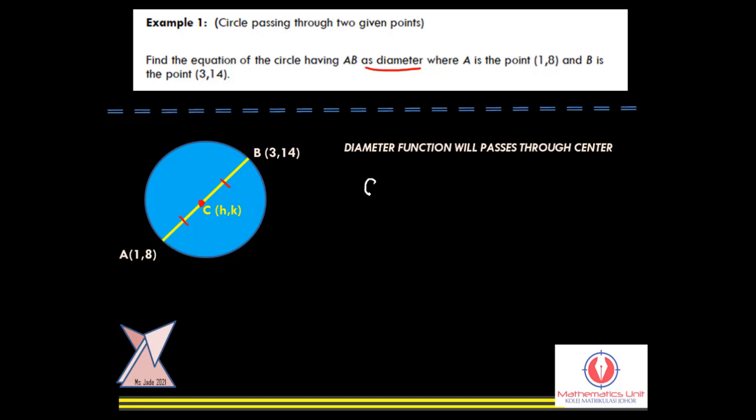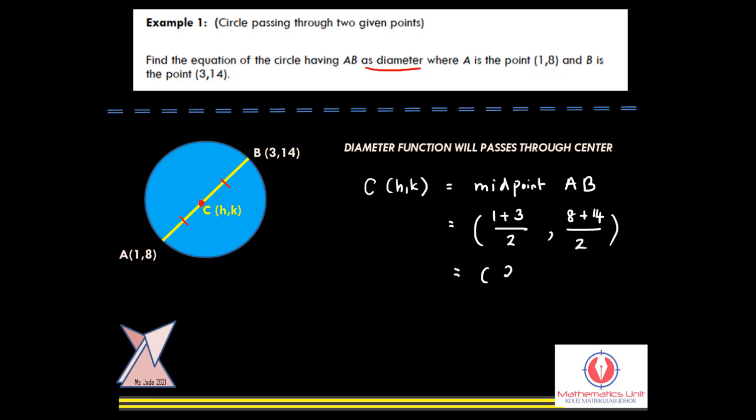So our center is the midpoint of AB, where we have learned from the previous level, SPM, how to find the midpoint. The calculation becomes the average of the two x values and the two y values. So the first value will be 1 plus 3 for the x coordinate, and for the y coordinate, it will be 8 plus 14. So lastly, we get that (2, 11) is the center point.